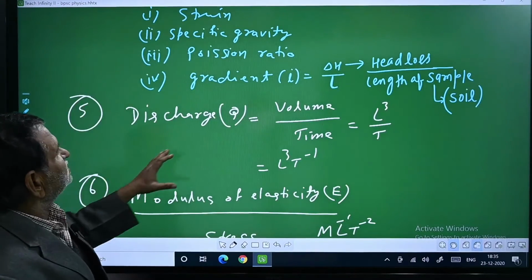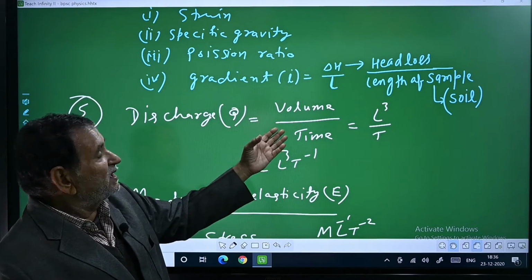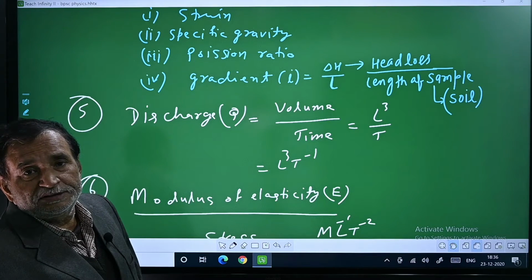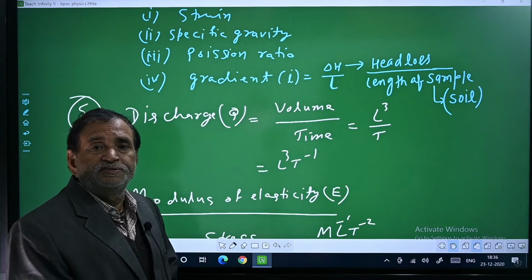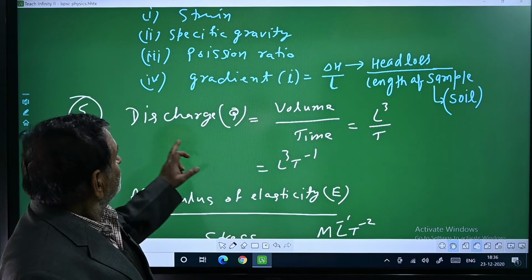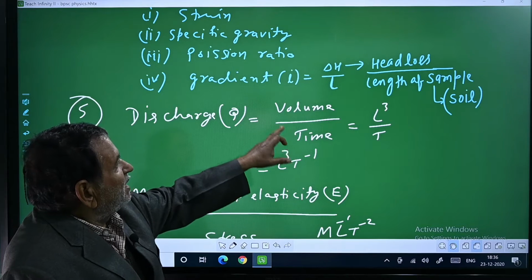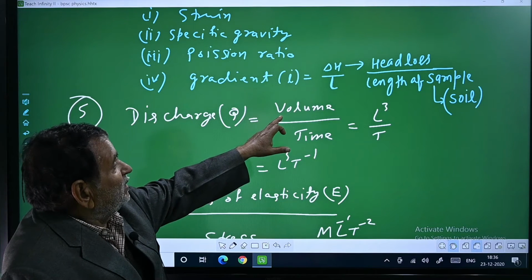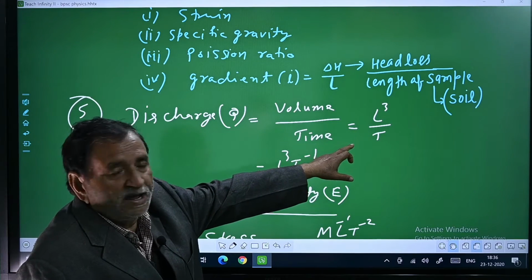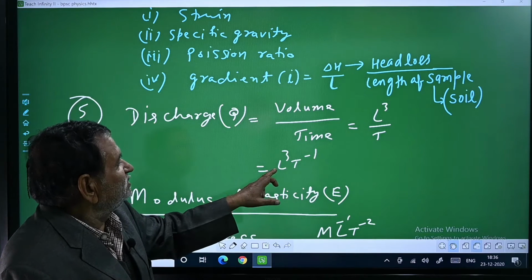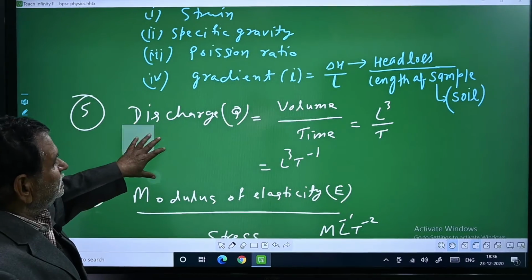Now we go to discharge Q. As we have already discussed, first we should know the definition of the physical quantity. Discharge is defined as the ratio of volume to time. The dimension of volume is L^3, so the dimension of discharge will be L^3 T^-1.